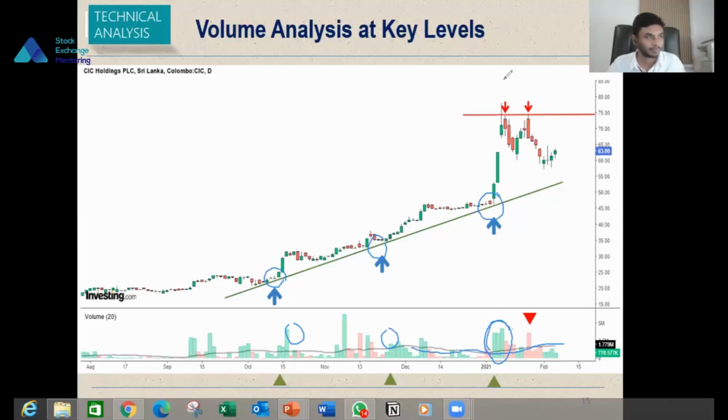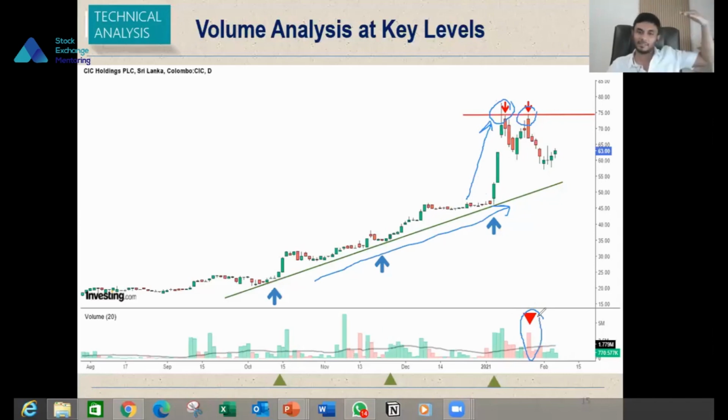So again, the same way, it went up through a nice trend support, then after that, from that trend support, the stock had a big momentum, then it reached its resistance levels, and the second time it touched the resistance levels, you can see there is some selling pressure at that level.